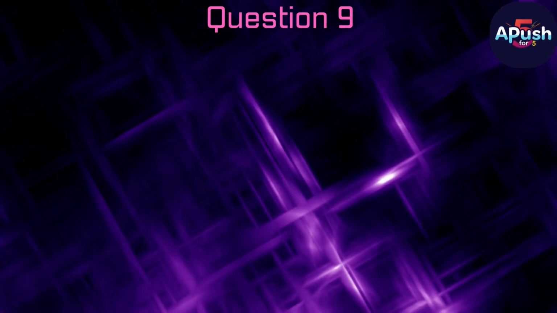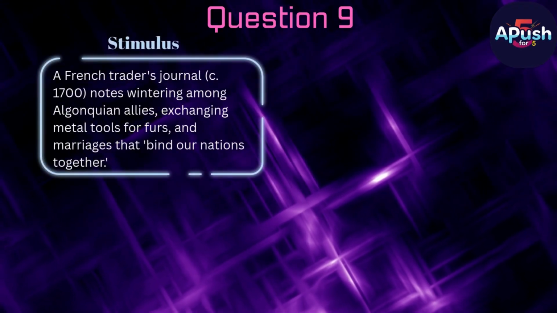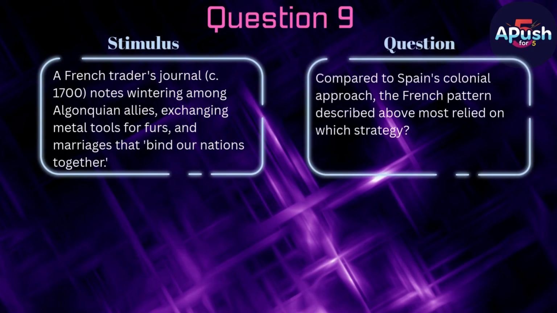Question 9. Stimulus. A French trader's journal, circa 1700, notes wintering among Algonquian allies, exchanging metal tools for furs, and marriages that bind our nations together. Question. Compared to Spain's colonial approach, the French pattern described above most relied on which strategy?